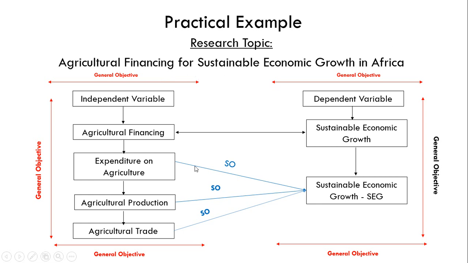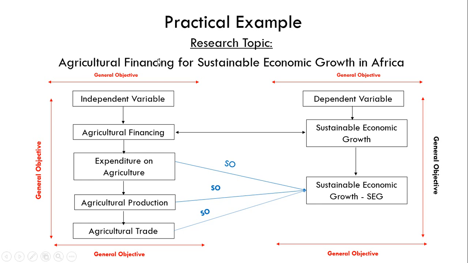Now, going forward, agricultural financing is all encompassing, such that it can be broken down into its main focus. For instance, as we have here, the independent variable from the topic is agricultural financing, and what is expected is that when you finance it, economic growth in Africa can be sustained. Now, because agriculture is such a wide area, this needs to be broken down for ease of identification.